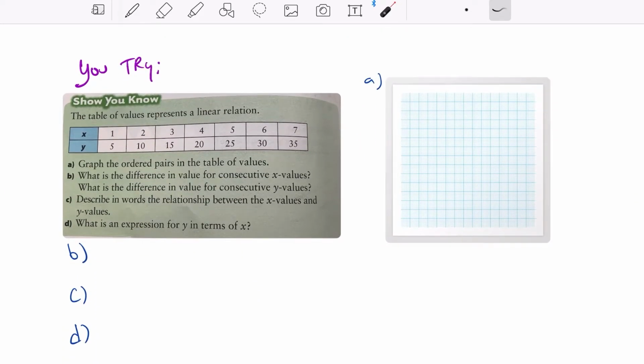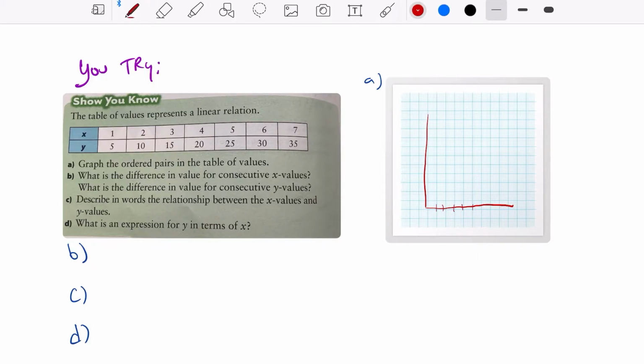So here's a you try. It says here, the table of values represents a linear relation. The first question says graph the ordered pairs in the table of values. So in your homework, it might ask you to graph something. I'm not looking for the most immaculate graphs, you guys, so don't worry about that if you don't have graph paper.